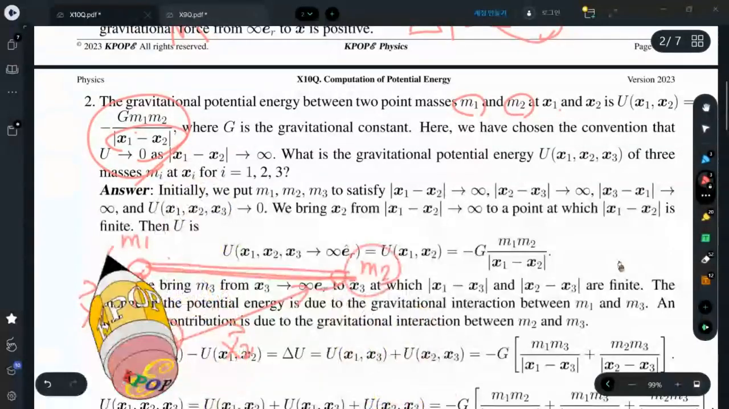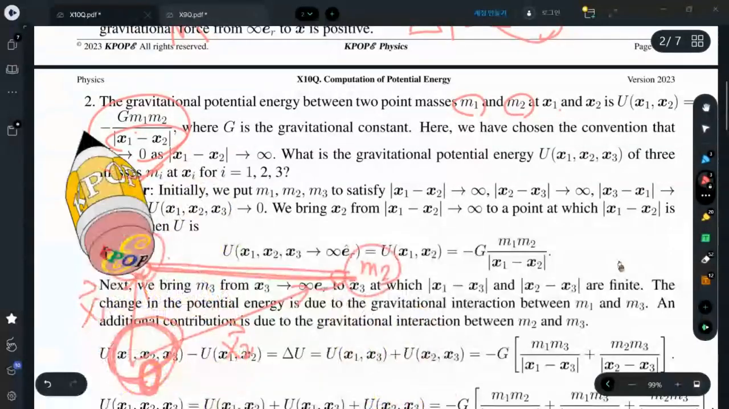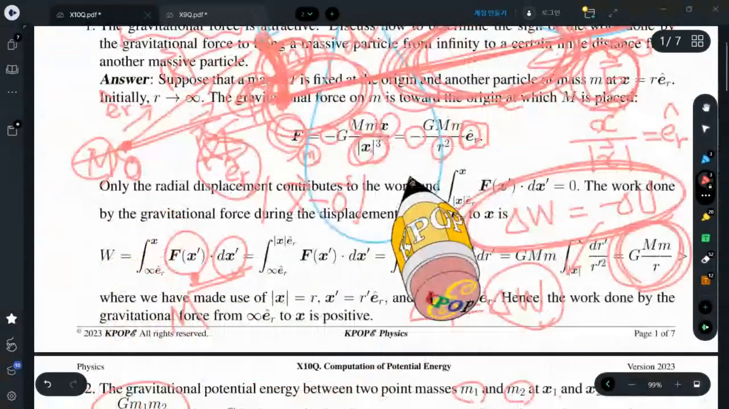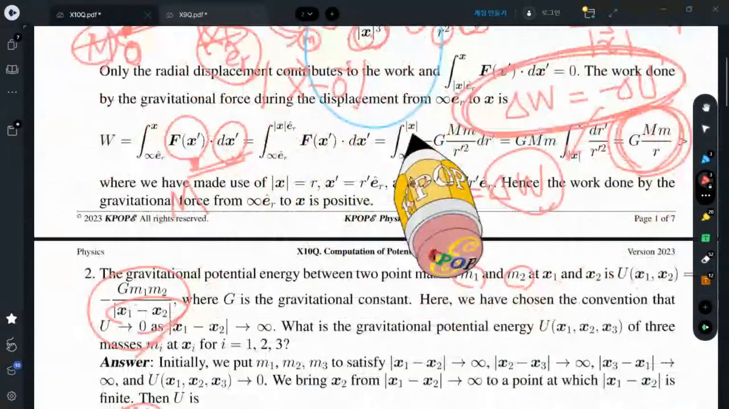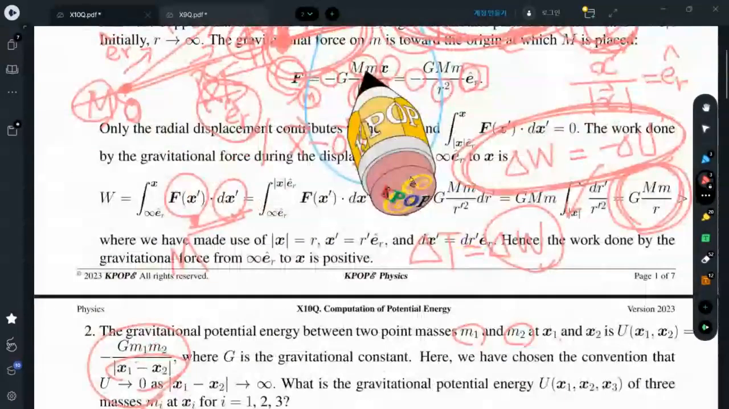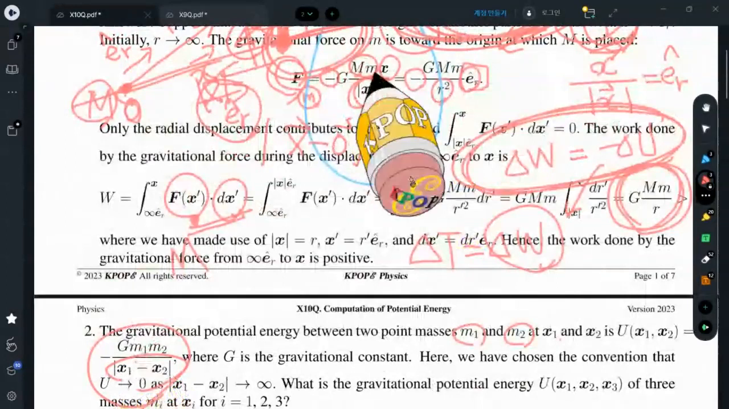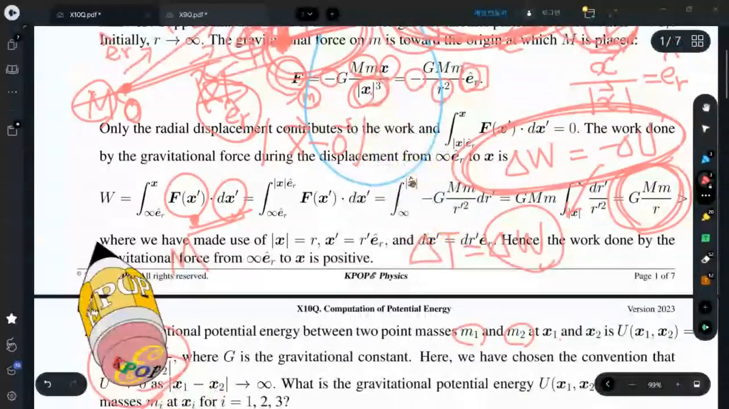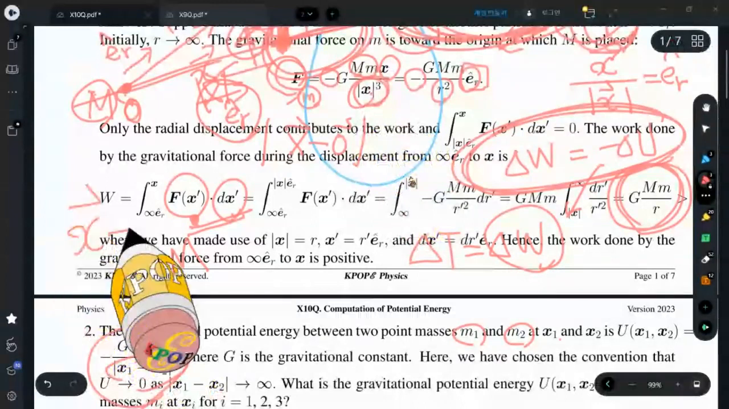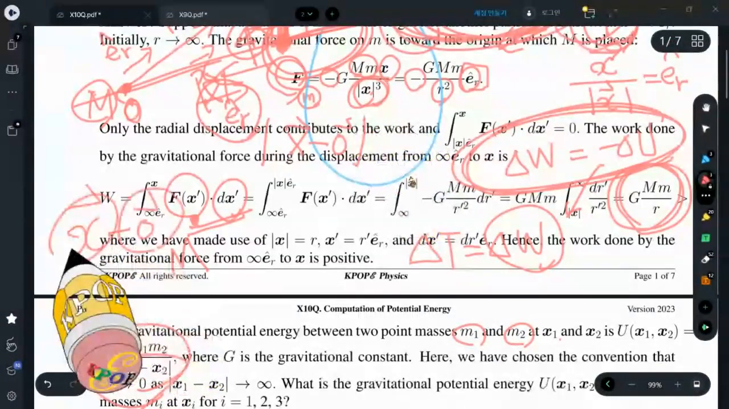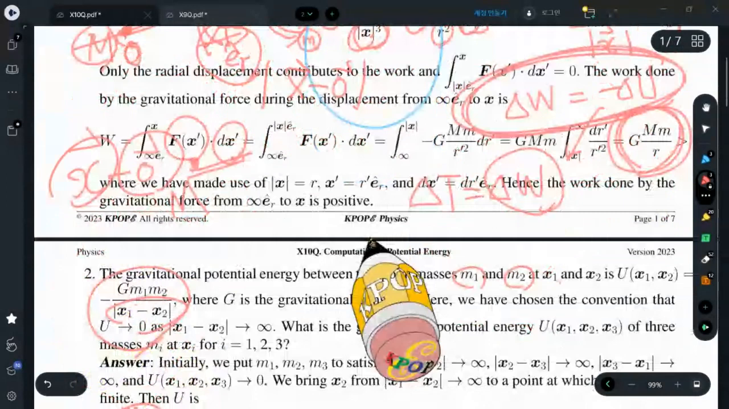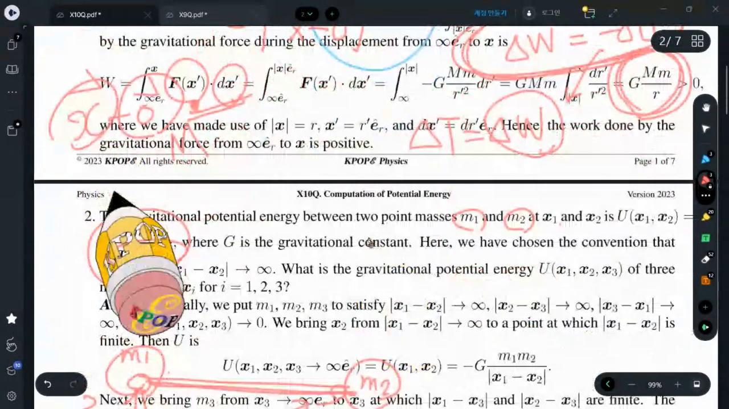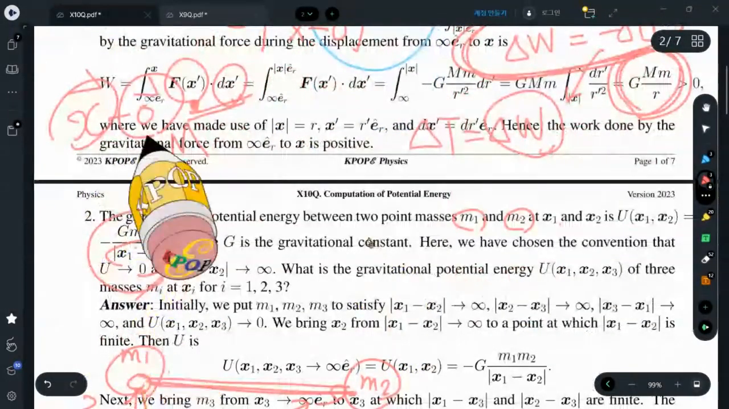Therefore, our formula is identical to this, except that we have replaced capital M with M1, small m with M2. X is actually X minus 0, so I revive the subscript. So replace X with X1 and 0 with X2, something like that.